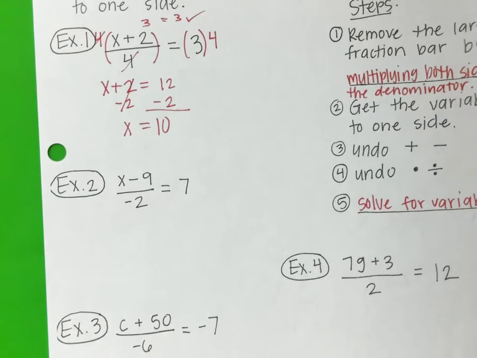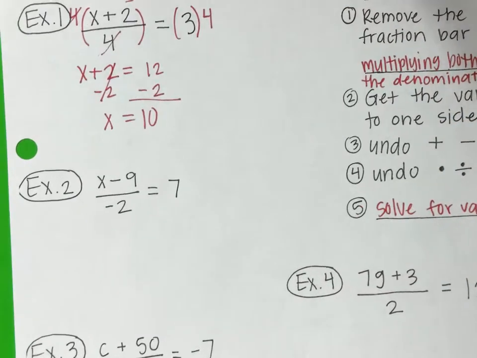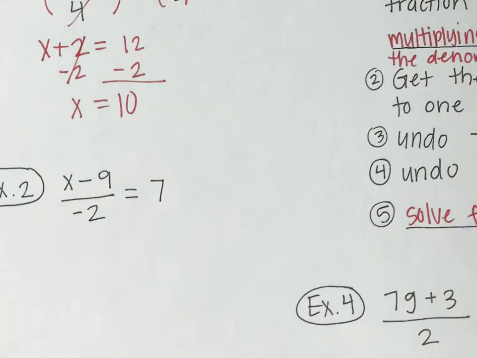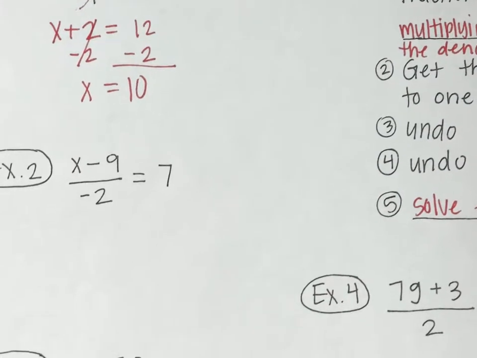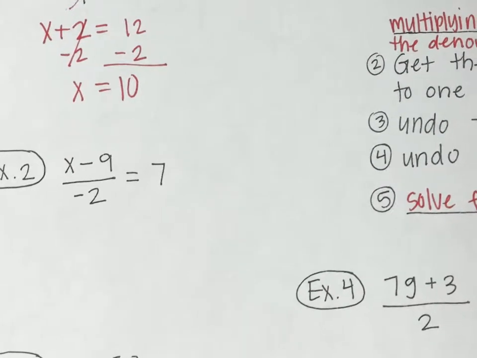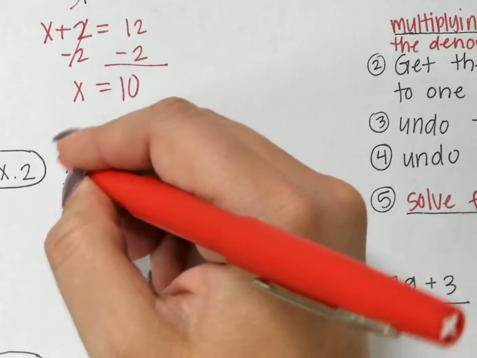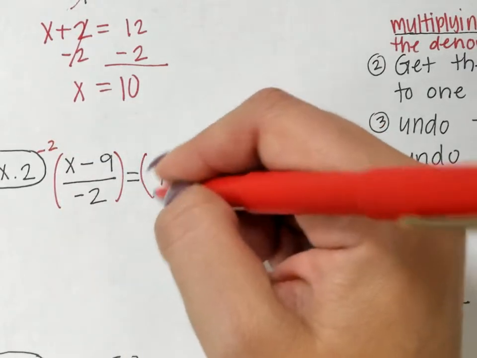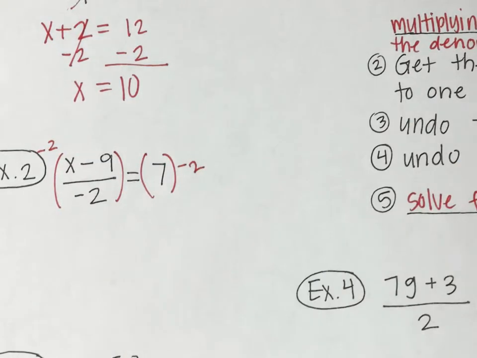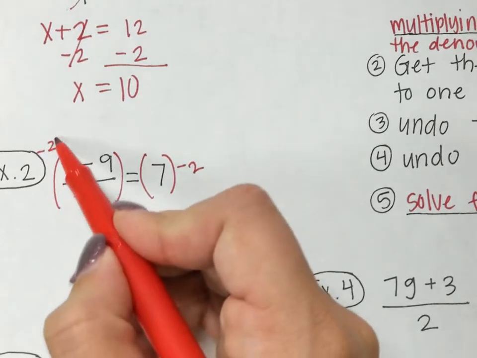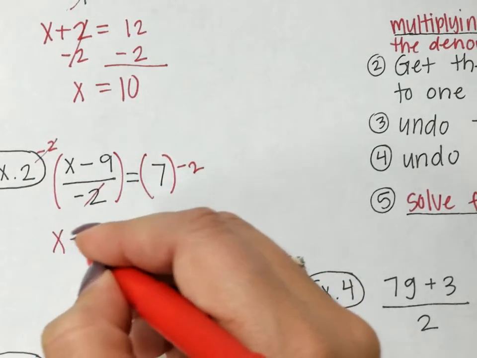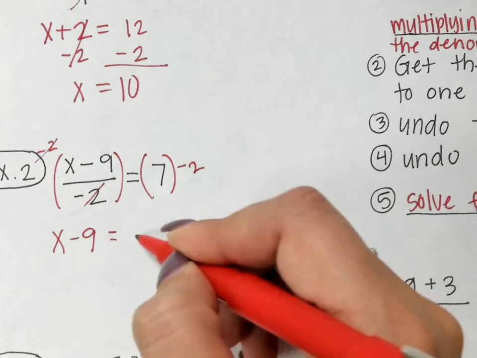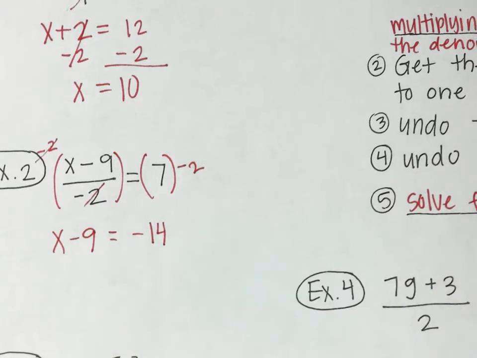All right, let's do example number 2. I've got x minus 9 over negative 2 equals 7. So what is my very first step that I'm doing here? You multiply negative 2 by both sides. Multiply both sides by negative 2. So when I do that, it leaves me with x minus 9 on the left-hand side and negative 14 on the right.